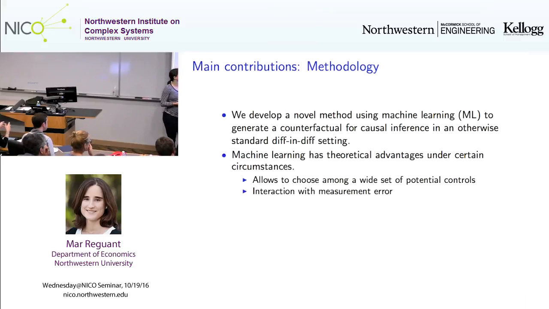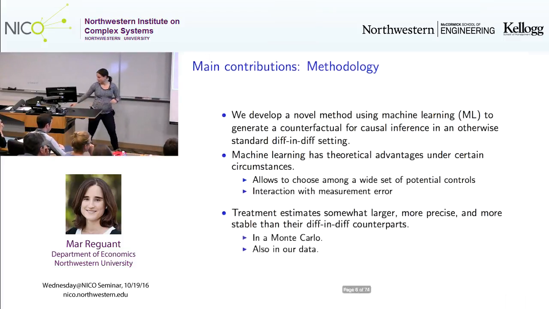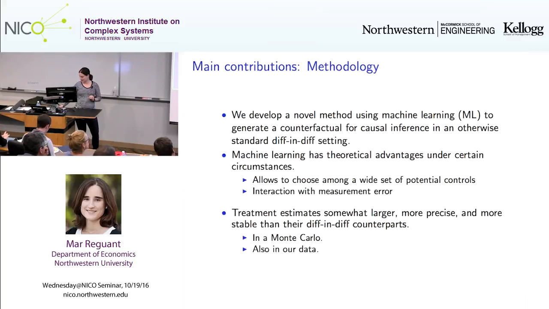And we find that machine learning helps us in two main ways. One, it allows us to choose from a wide set of covariates, as you might be familiar with. But another one is that we feel in the context of energy efficiency, it can help us quite a bit with the variance bias trade-off. And in particular, when we have measurement error, it will help us get estimates that are more stable. The bottom line will be that when we use machine learning, our estimates will tend to be larger and more precise. And I'll be more clear about why we think that's the case.